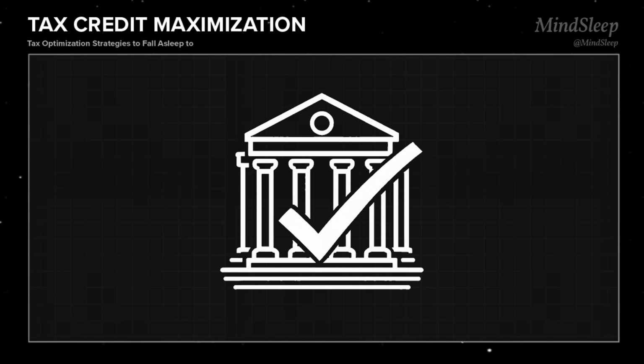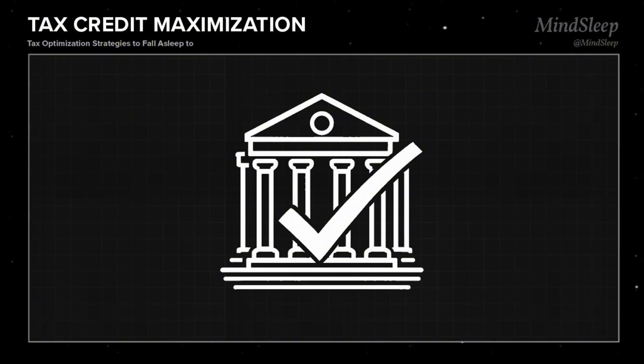Consider, for instance, a $1,000 tax credit. For someone in the 35% tax bracket, this credit is equivalent to a deduction of nearly $2,857. This stark contrast illustrates why understanding and maximizing tax credits is crucial for comprehensive tax planning. Let's begin our exploration with an overview of some common tax credits.